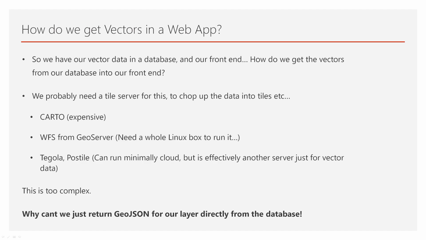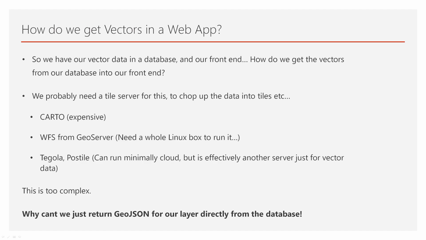So how do we get vectors into our web app? We have our vector data in a database and our front end, right? So how do we get those vectors from our database into the front end? One way to do this is with a tile server, something that cuts up these vectors into tiles and delivers them to the client on a needs basis.